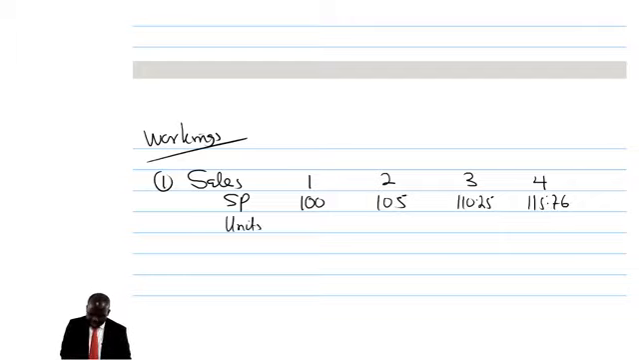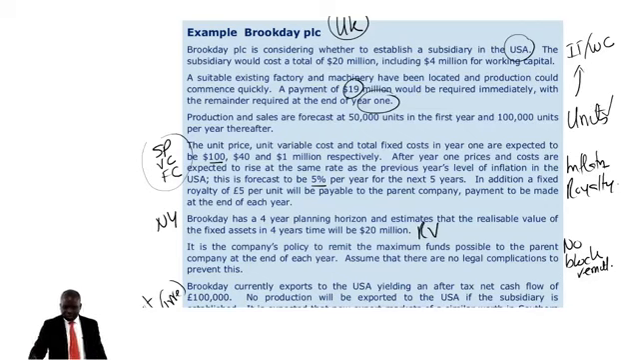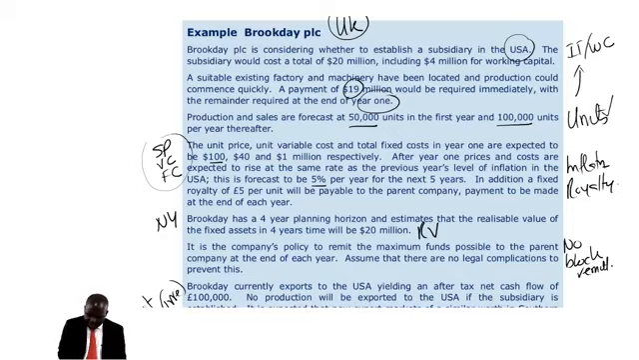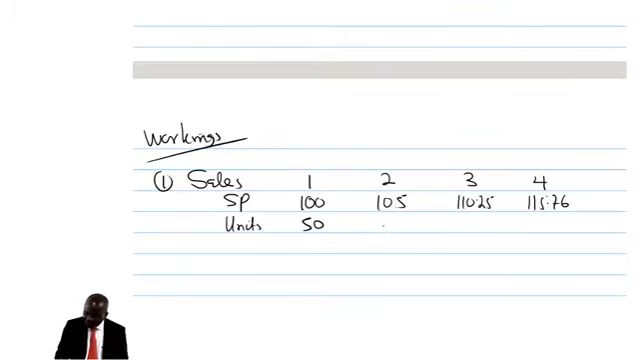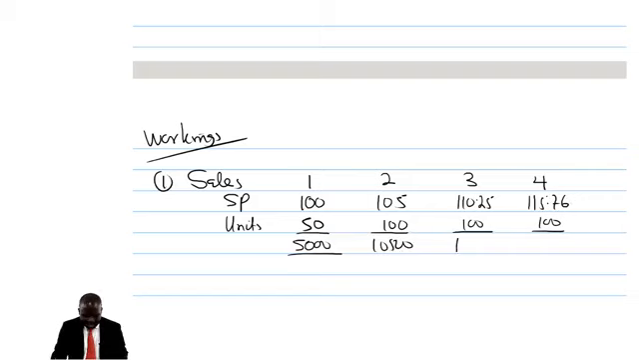Then I will need my units. How many are the units for each year? According to the question, I come to that paragraph straight. Year one, the unit is 50,000 and 100,000 per year thereafter. So I come here. My year one unit is 50, year two is 100, and thereafter 100. So my sales is going to give me 5,000, then 10,500, then 11,025, and this is 11,576. My sales is done.